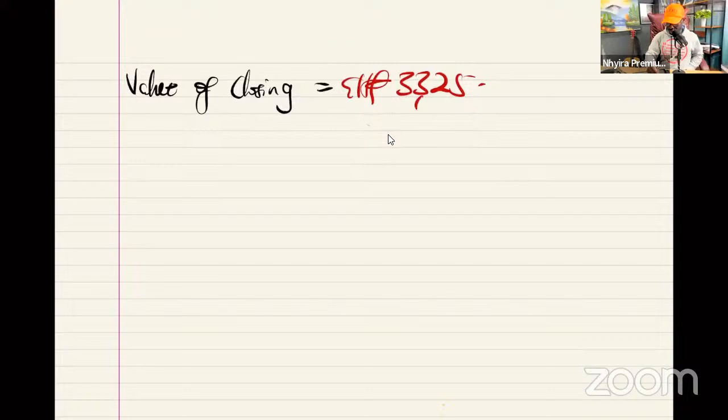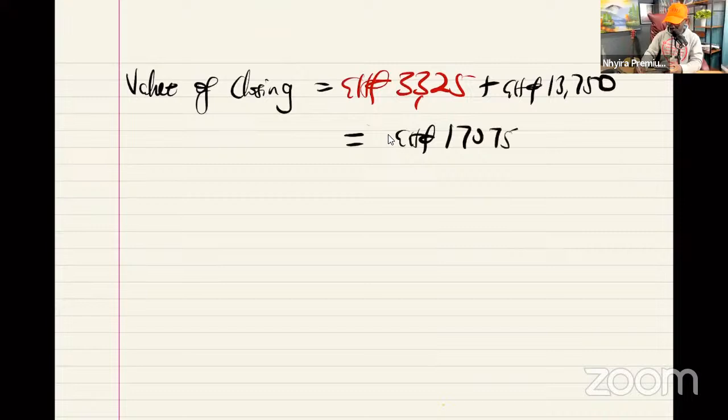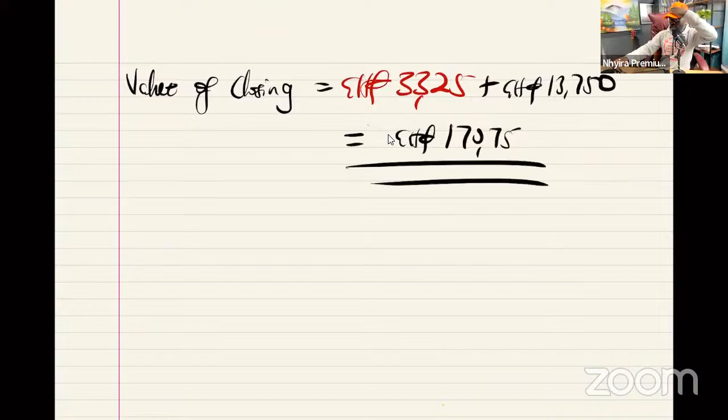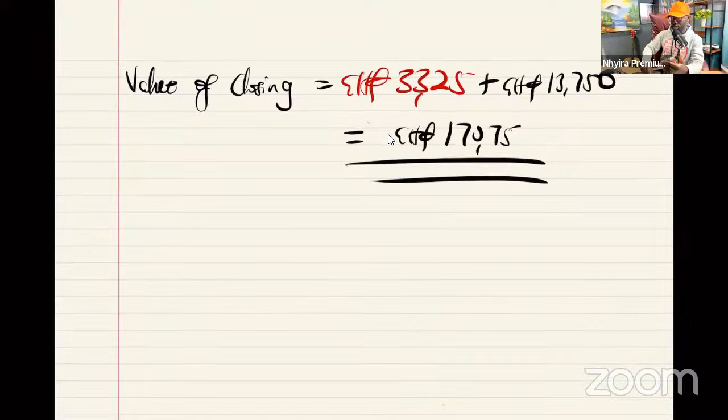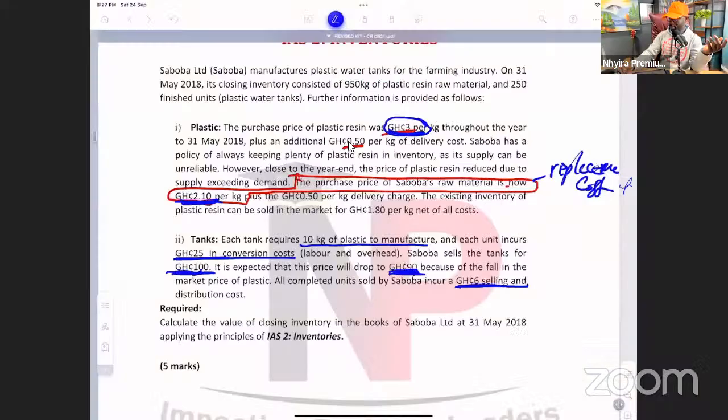Plus the finished goods, which is 13,750. And that gives us the value of the closing stock, 3,325 plus 13,750, and that is 17,075. This is the answer to the question. And that is how we value closing inventory when we have raw material and finished goods. And that is Saboba Limited.